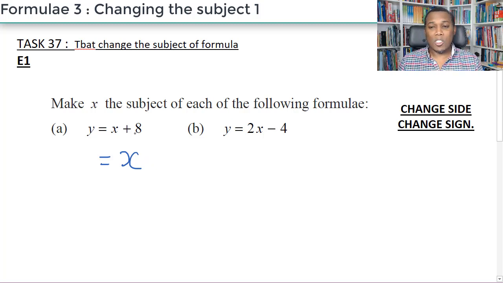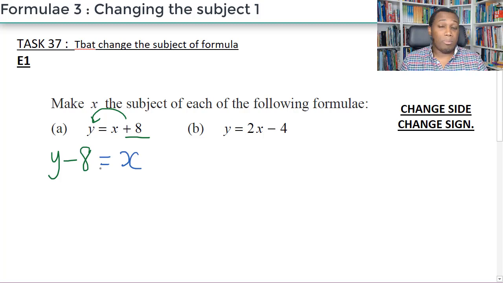At the moment, 8 is being added. So that add 8 has to go. We don't want to add 8. So it has to go from the right-hand side to the left-hand side. And when it goes onto the left-hand side, it's going to become -8. Change the side, change the sign. So I have y minus 8 equals x, and I'm done. This was a one-step process.